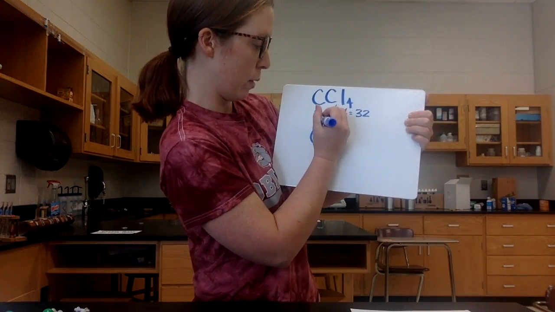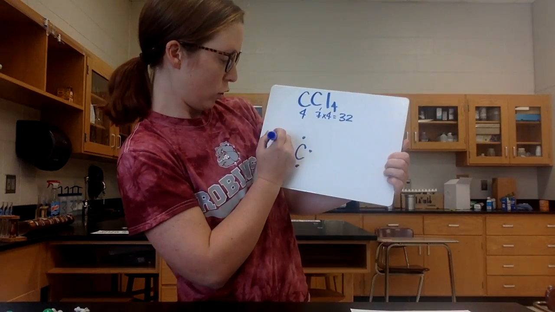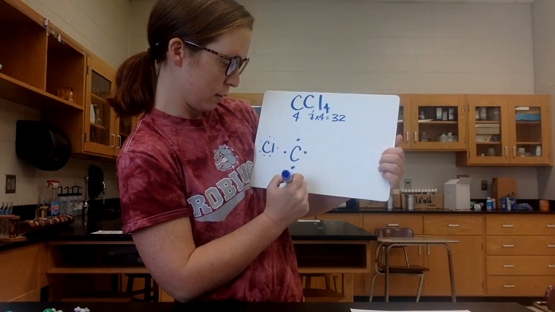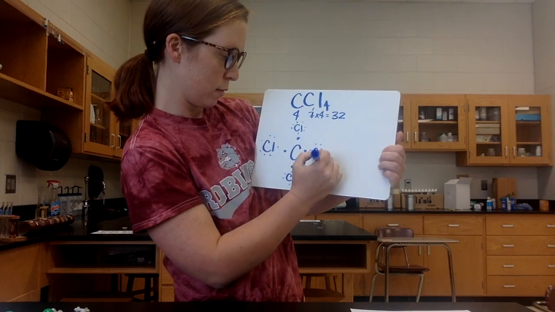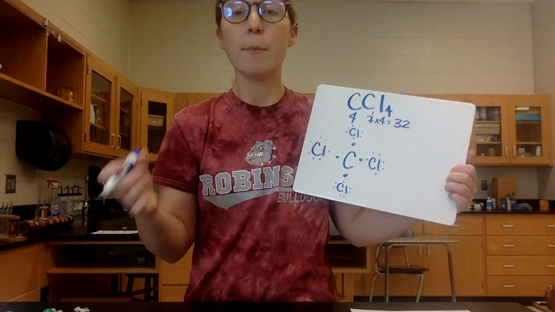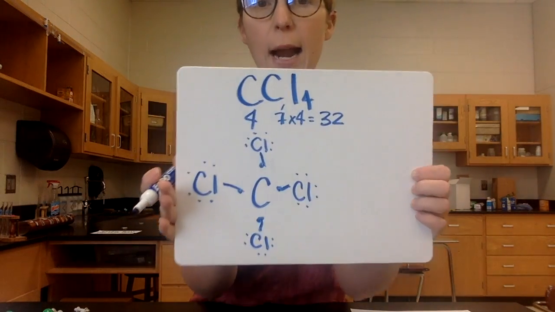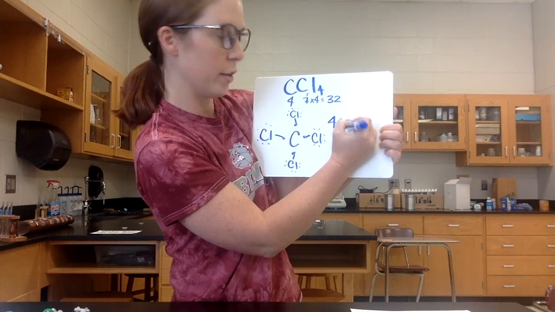We're going to draw our dots. Carbon, based on its Lewis dot structure, should have 4 dots. Each chlorine should get 7 dots. Then, just like we've learned, you're connecting dots. You're giving each electron a buddy between 2 atoms. So these 2 can partner up, these 2 can partner up, these 2, and these 2. All right, so based on this Lewis dot structure, you have 4 electron domains.